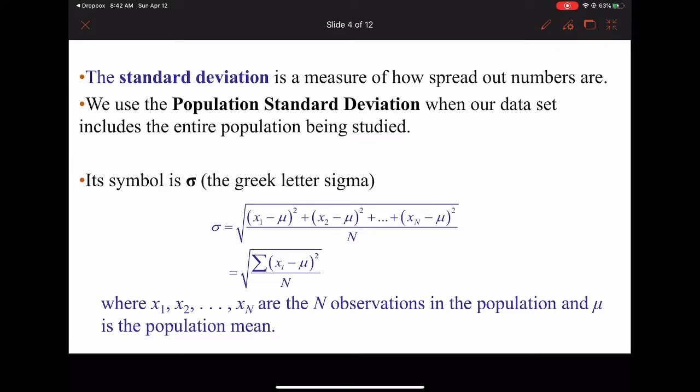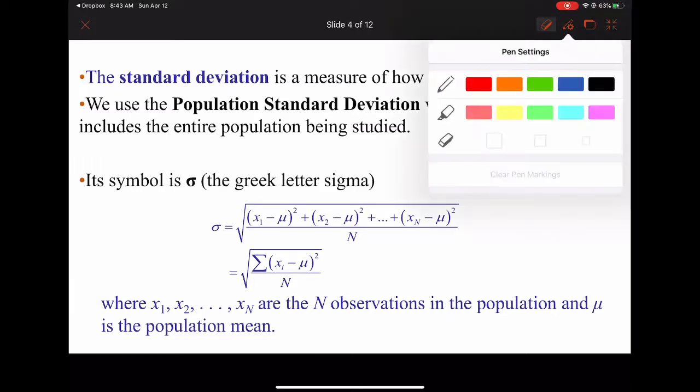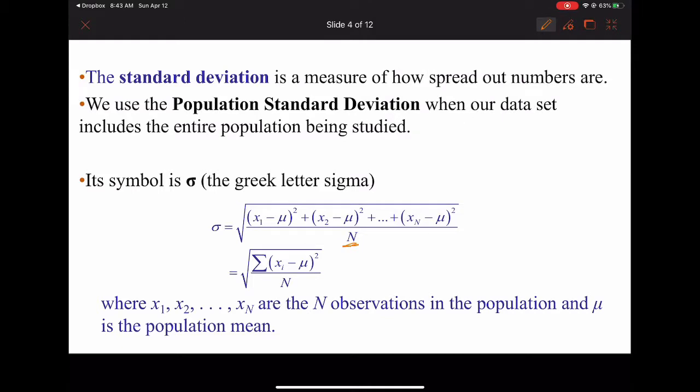Remember, this right here is mu, that is our mean. So we take each data point, subtract the mean from it, and square that, and then you add them all together. So the squares of all of those differences, you add them together. You divide by the number of observations, whatever number of data points we have. I'm going to do an example, and it'll make more sense once I do. Once we divide that, we take the square root of the entire thing.